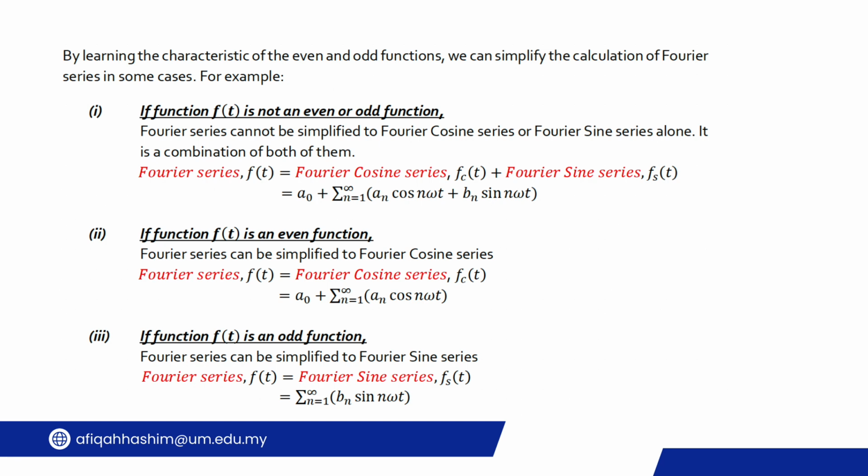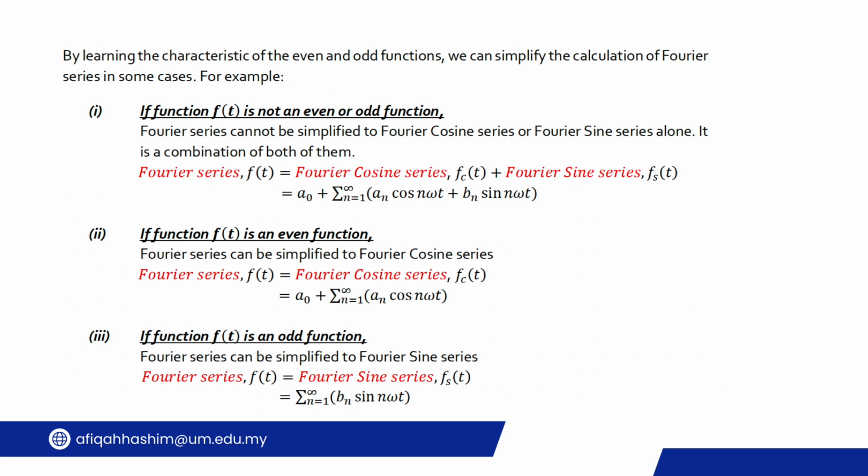It needs to be the combination of both of them. So you need to find a naught, a sub n, and also b sub n. Okay, and if you know from the signal, the function given to you, that the function is an even function, you can already prove it by using the mathematical representation of the even function, and also from the shape of the graph. You know that this is an even function.